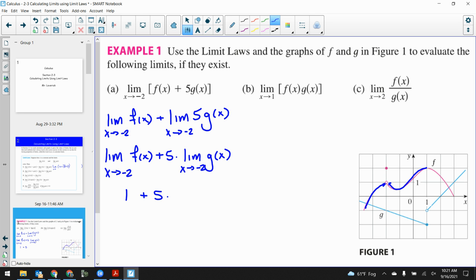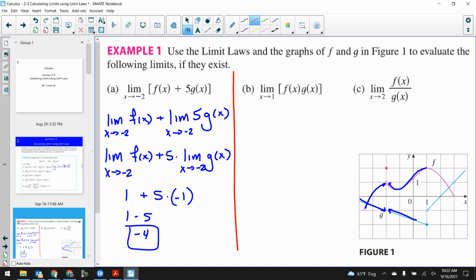Okay, so what's happening as I approach -2? What y value do I have there? -1. You see that? 1 minus 5 is -4. So the full limit as x approaches -2 of f of x plus 5g of x is -4. Make sense? Let's do that again.